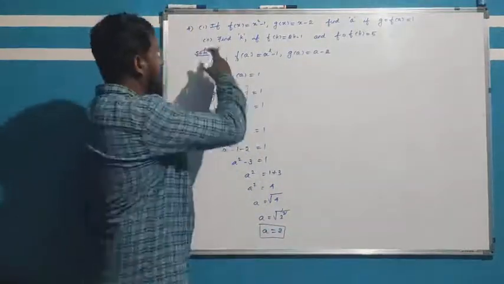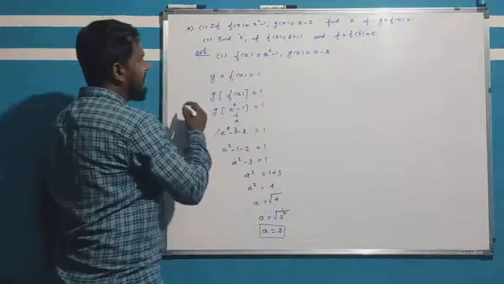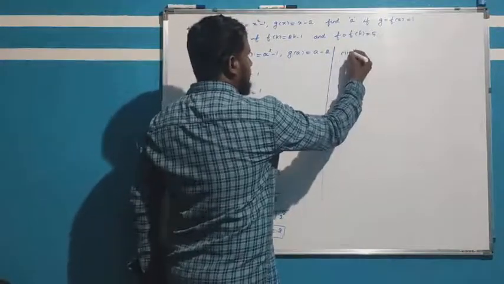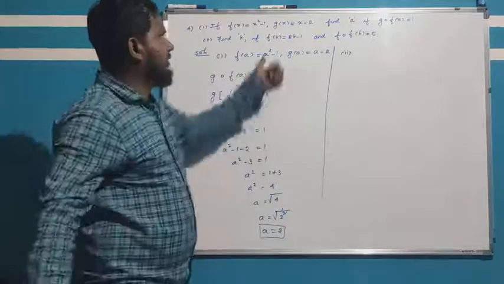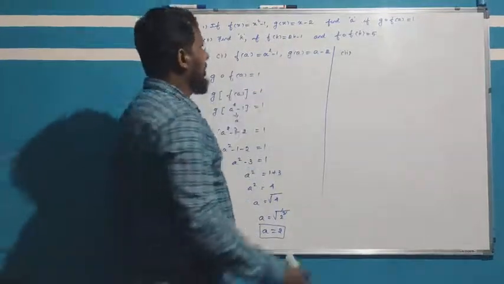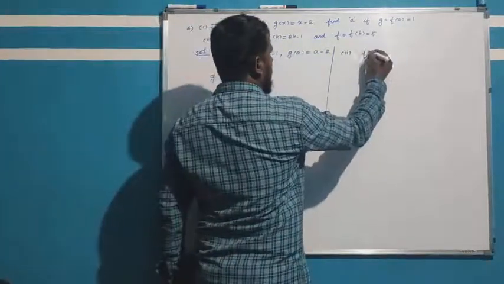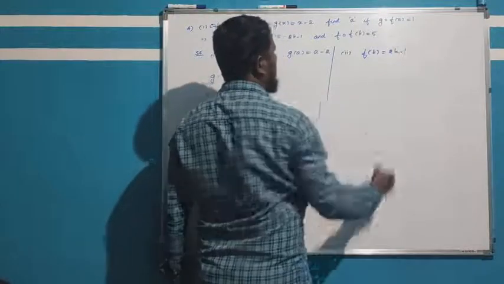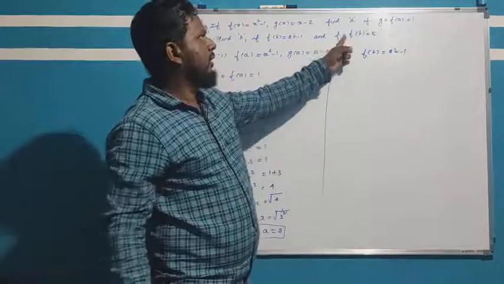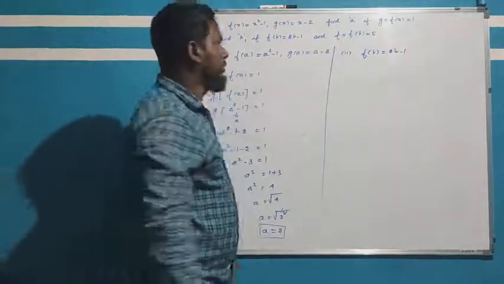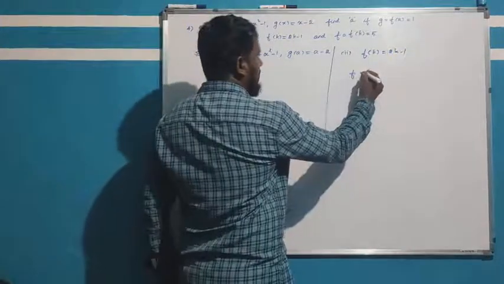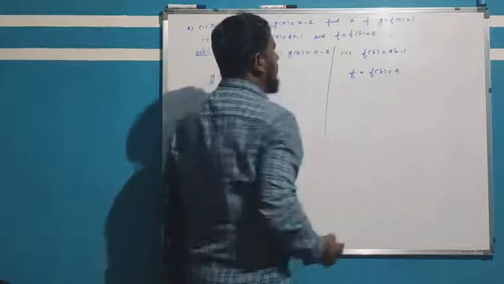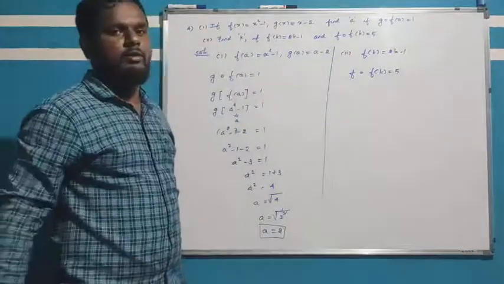So next we can find the second condition. What is given in the second condition? Find k, where f of k equals 2k minus 1. f of k equals 2k minus 1. And f composite f of k equals 5. Now you have to find the value of k.